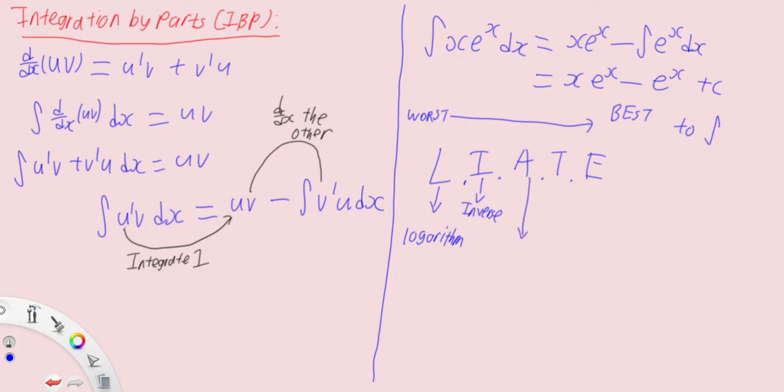A, we have algebraic. If you integrate an algebraic term, let's say x, you would eventually get a higher and higher power. Although in some cases, if you have an algebraic term and a logarithm, then you're forced to integrate the algebraic term first, which will actually help. Next one, the second easiest one, trigonometric. If you have sine and cosine, you get back a repeating thing: sine becomes cosine, cosine goes back to sine, and that's fine. Lastly, you can guess it, exponential.